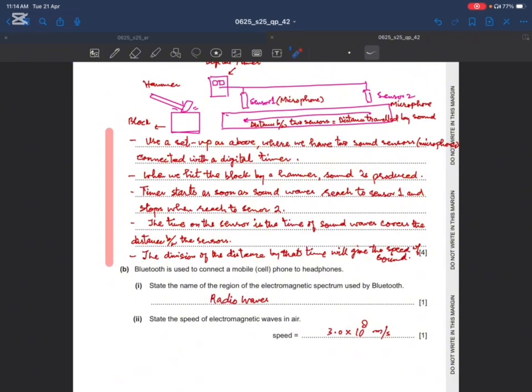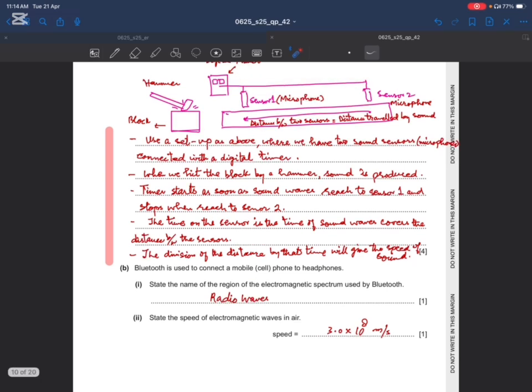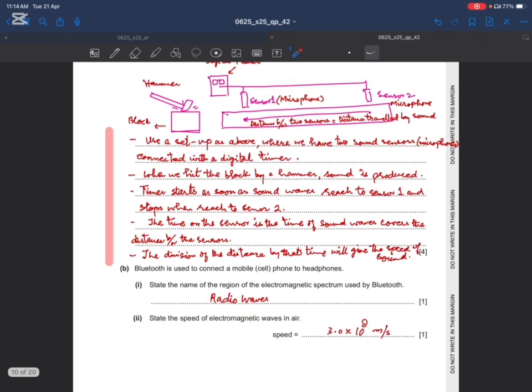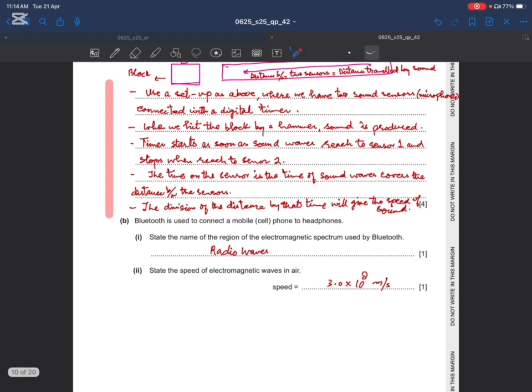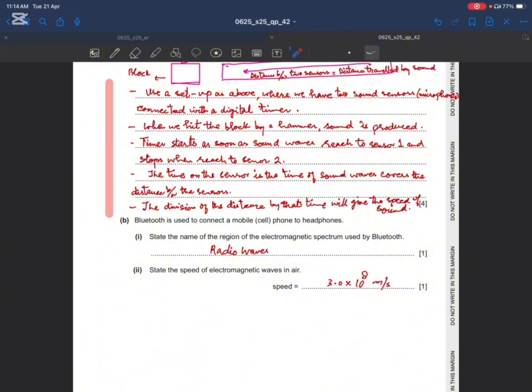As soon as the sound approaches sensor 1, the timer will start. And when the sound reaches sensor 2, the timer will stop. And the time interval will be between the time of these two. And obviously, the distance is already known, so you can simply find out the velocity of this sound. So this is one of the methods. Okay, so 4 marks, very important part.